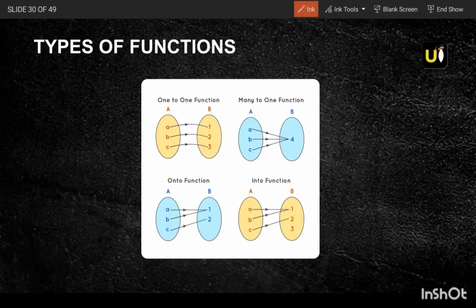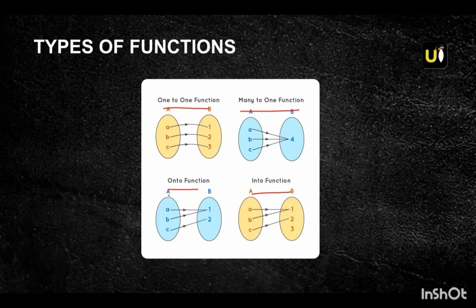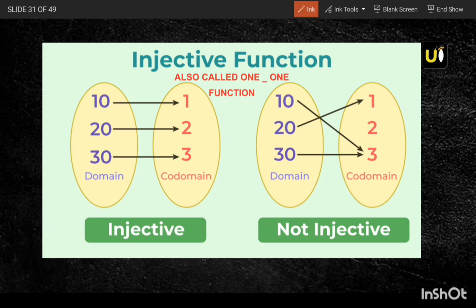Now let's look into different types of functions. We have 4 different types of functions in total: one-to-one function, many-to-one function, onto function, and into function. So now let's discuss them in detail. First, injective function, which is also known as one-to-one function. It is a function in which every element of a domain is mapped to a single element of codomain. That means no two elements in a domain are mapped to a single element of a codomain.